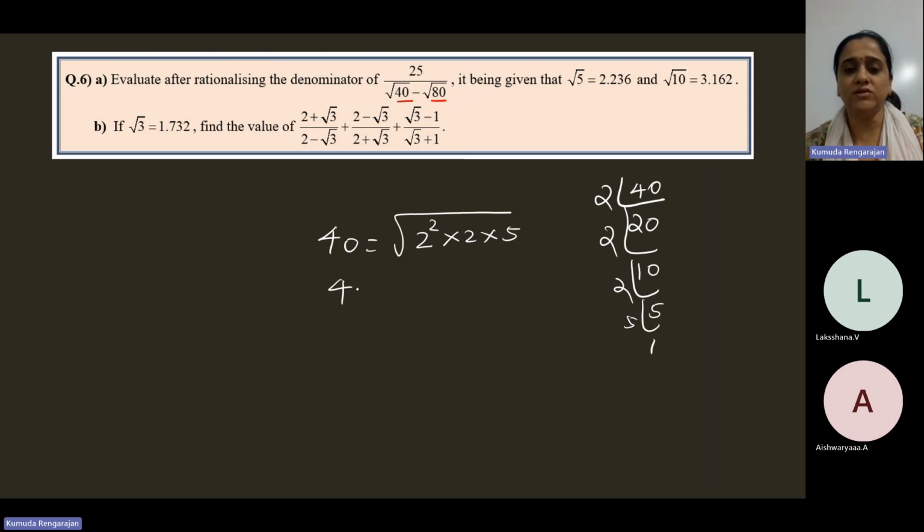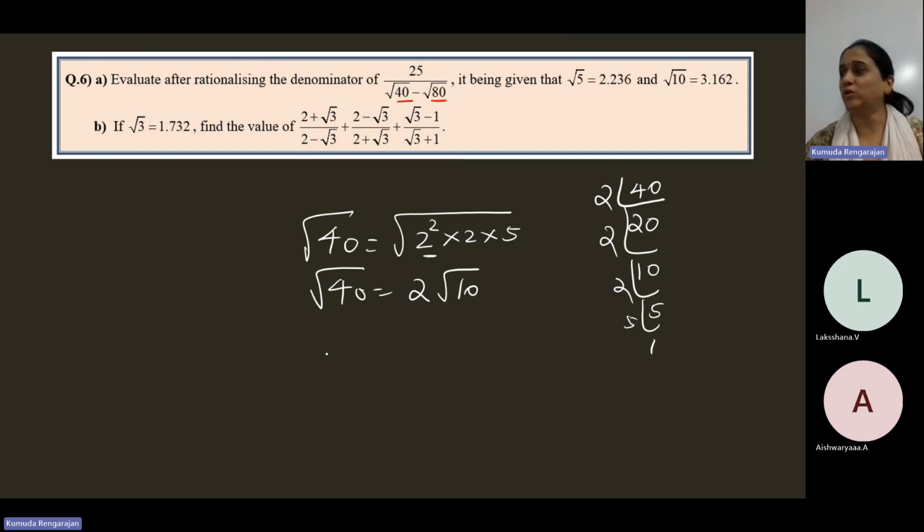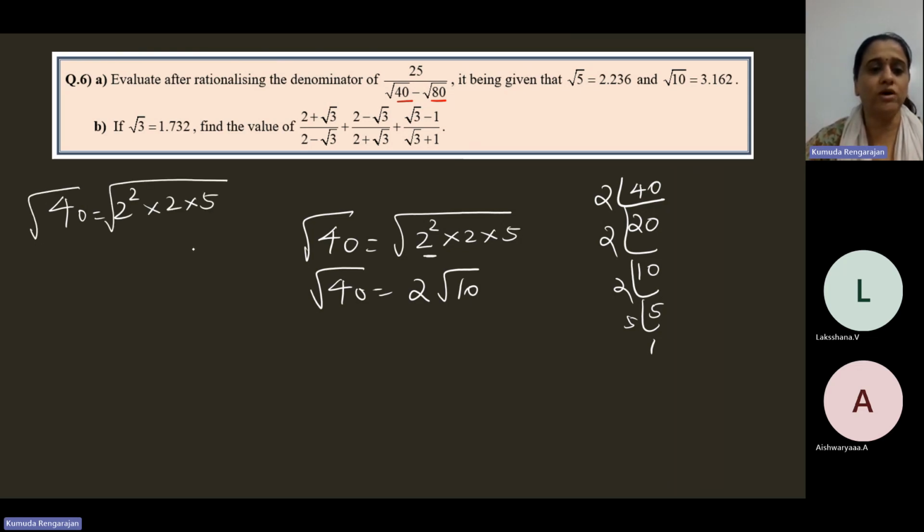So root 40 is what? From 2 twos, one 2 comes out, so root 10. So root 40 can be written as 2 root 10. Not 40, sorry, the square root of 40. Correct? 40 is equal to 2 square into 2 into 5. So the square root of 40 is the square root of 2 square into 2 into 5. So from 2 twos, one 2 comes out of the square root, root 10.